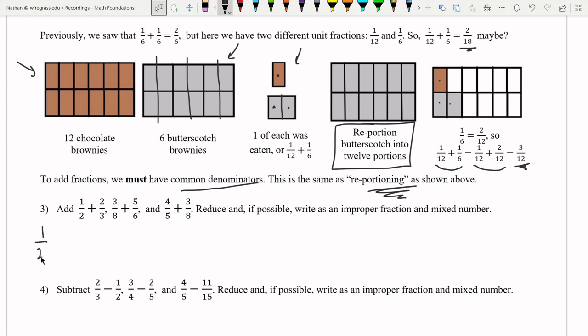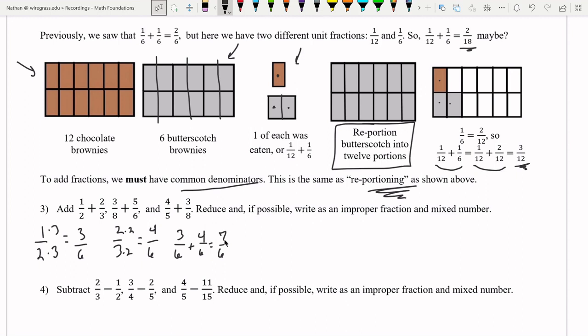So if I take 1/2 and I multiply it by 3 over 3, that's going to be 3 over 6. So 1/2 is the same thing as 3/6. And then 2/3 multiplied by 2 over 2 now, because 3 times 2 is 6, I get 4/6. So now I have 1/2 is the same thing as 3/6. 2/3 is the same thing as 4/6. 3/6 plus 4/6 is 7 over 6. And that's my answer. It can't be reduced.